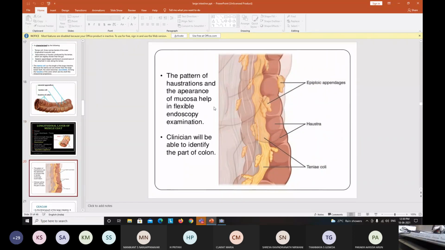This diagram, see, once again I will repeat. This is fatty pouches, the epiploic appendages. This is a side view or lateral view. This is the series of dilatations, haustrations or sacculations. This is the longitudinal muscle cord, that is tinea coli. You should not forget this diagram. You have to identify epiploic appendages, haustrations, and tinea coli.